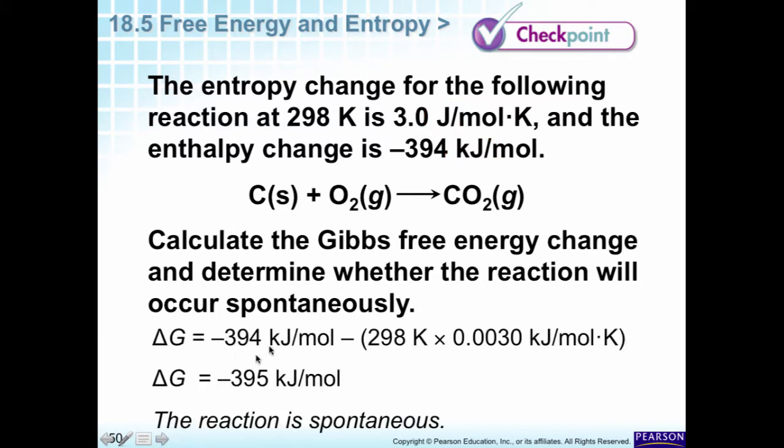Okay, so I hope this is how you went through it. You had minus 394 kilojoules per mole, minus 298 Kelvin times 0.0030, because we have to divide by 1,000 to get this into kilojoules. When we do the math, we see that the delta G is negative, and the reaction would be spontaneous.